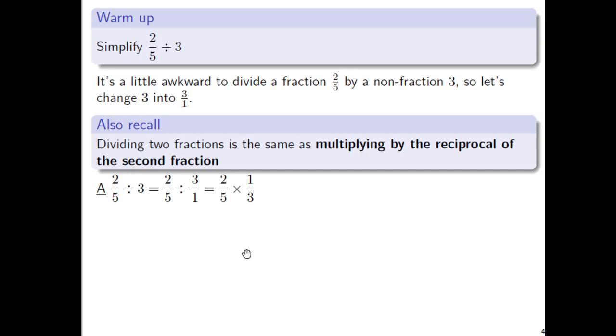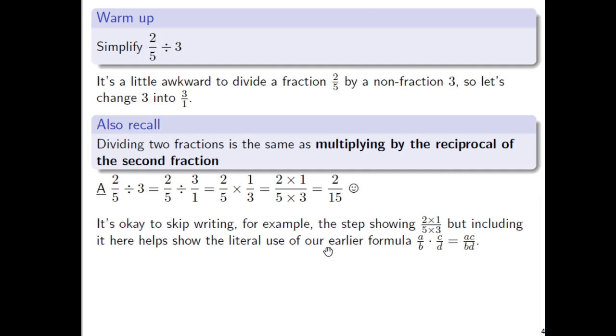So you have 2/5 times, instead of 3 over 1, we'll have 1 over 3. Now, for multiplying fractions, recall our rule that we had discovered was to multiply just straight across. Don't try to cross multiply, just multiply straight across. And so you have 2 times 1 over 5 times 3, in other words, 2 over 15.